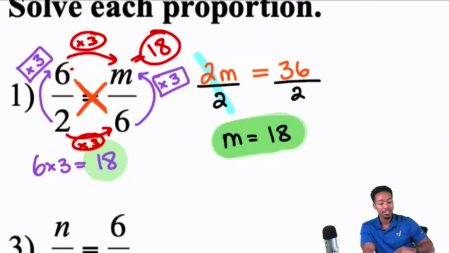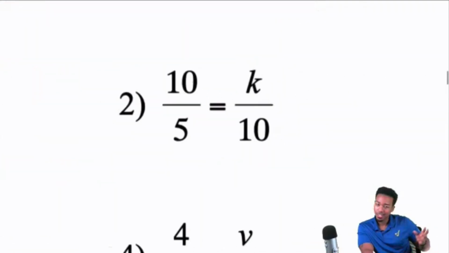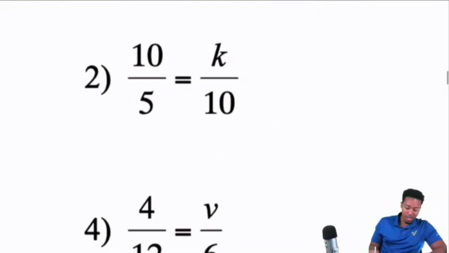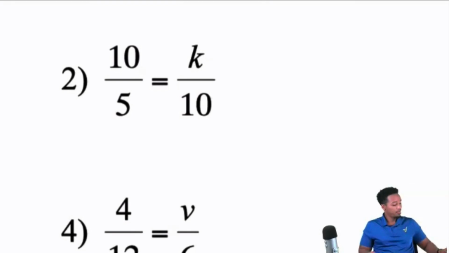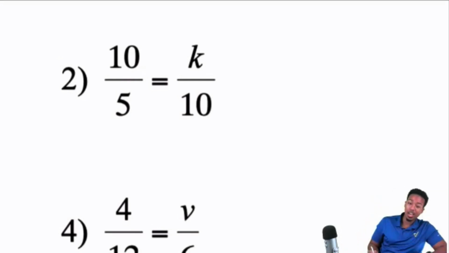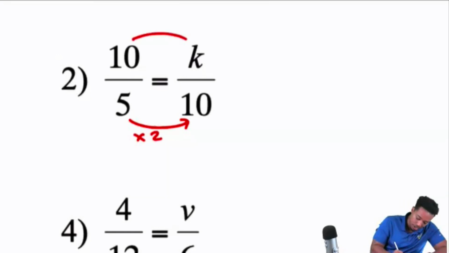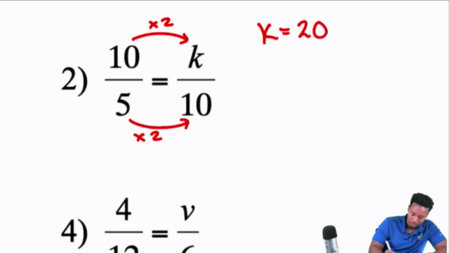Let's go ahead and move over here to number 2, then 3, and so forth. So, everyone, do we have to cross multiply and divide here? Yes or no? Nope, we do not. We can just look at this and say, hey, 5 to 10. Everybody, what do I multiply by? That's right. We're just going to multiply by 2. And so 10 to k times 2. Everybody, 10 times 2 is what? 20. Correct. And we're done.